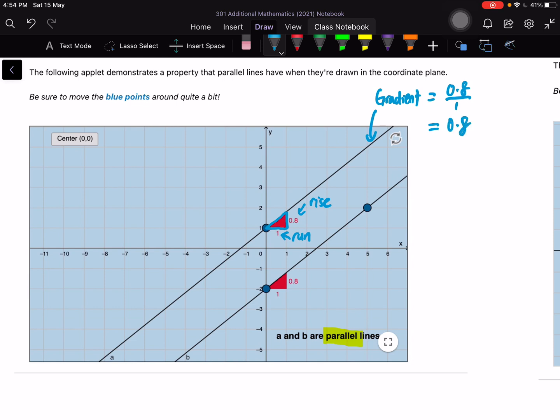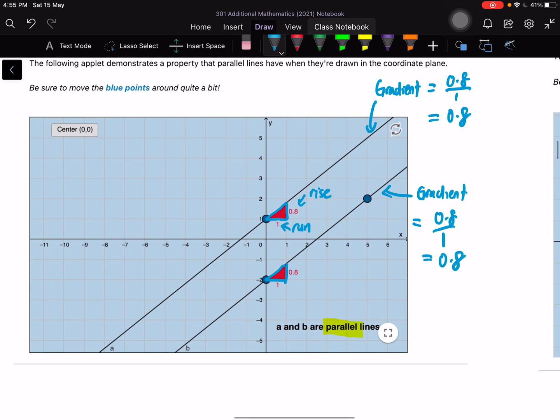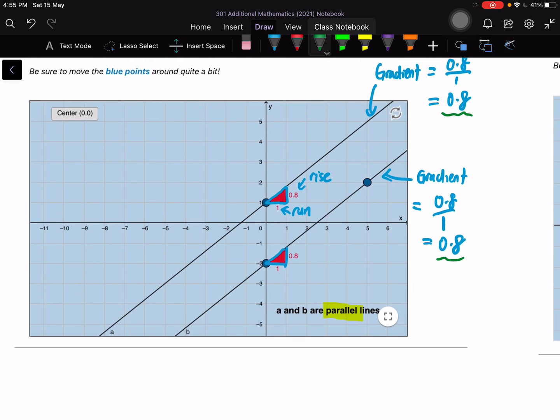Similarly, let's look at the gradient of the second line. Again, we can look at this red triangle over here. The rise is 0.8 and the run is 1. So once again, I get a gradient of 0.8. What do you notice about the two gradients? It turns out that the gradients of the parallel lines are equal. In this example, they are equal.